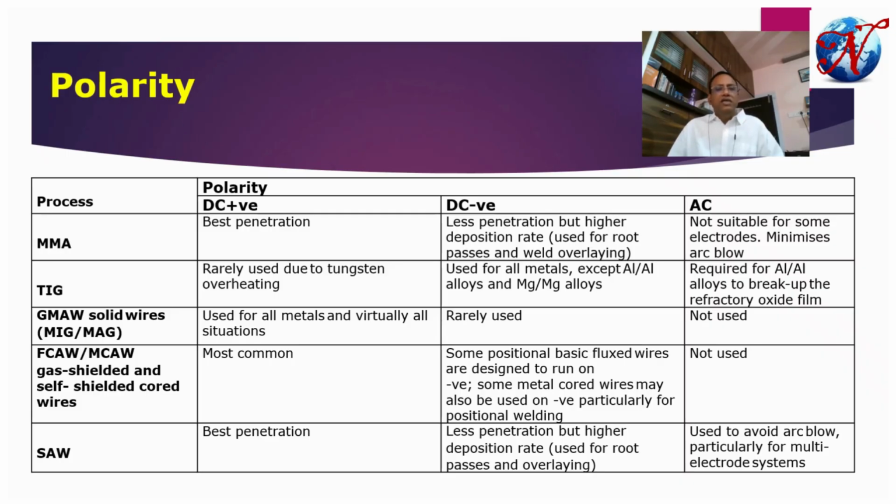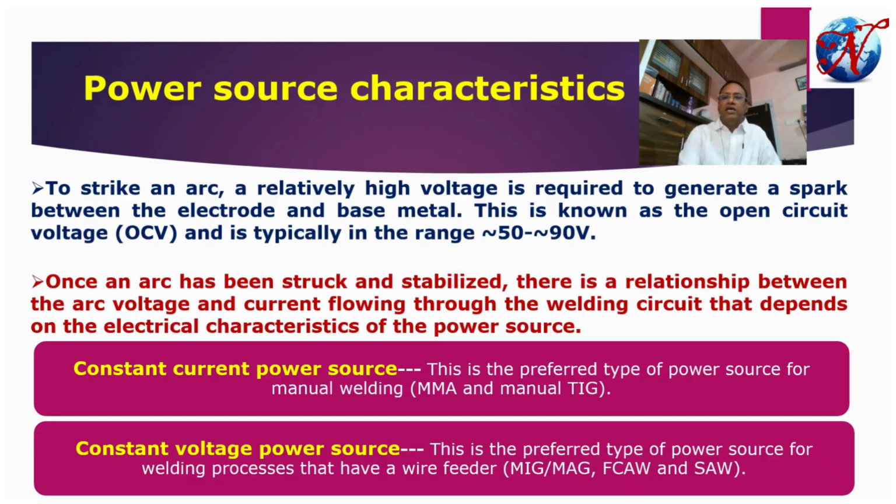In the case of the FCAW welding process, the most common is direct current electrode positive, and in some positions, basic flux cored wires are designed to run on direct current electrode negative. In the SAW welding process, where deeper penetration is required, direct current electrode positive is generally recommended. When less penetration is required but a higher deposition rate is concerned, then direct current electrode negative is generally used for the SAW welding process.